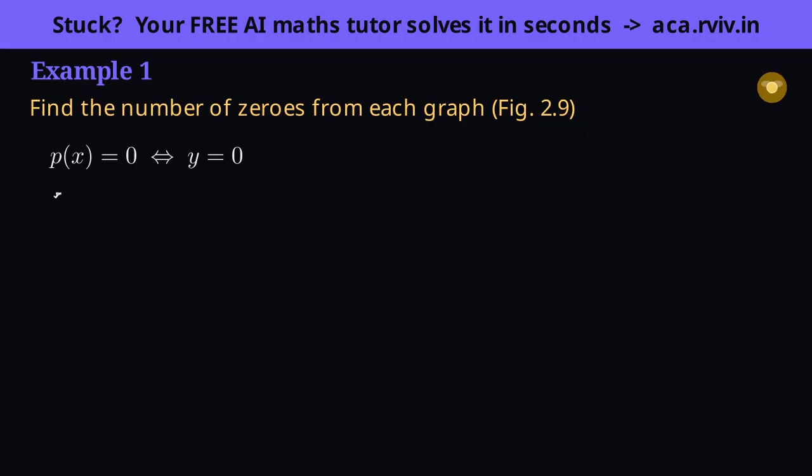You might ask, why the x-axis specifically? Because every single point on that horizontal line has height y equal to 0, that's what the x-axis is. So the instant the curve lands on it, the polynomial's value is 0, and we've found a zero. That's the whole connection between the picture and the algebra.